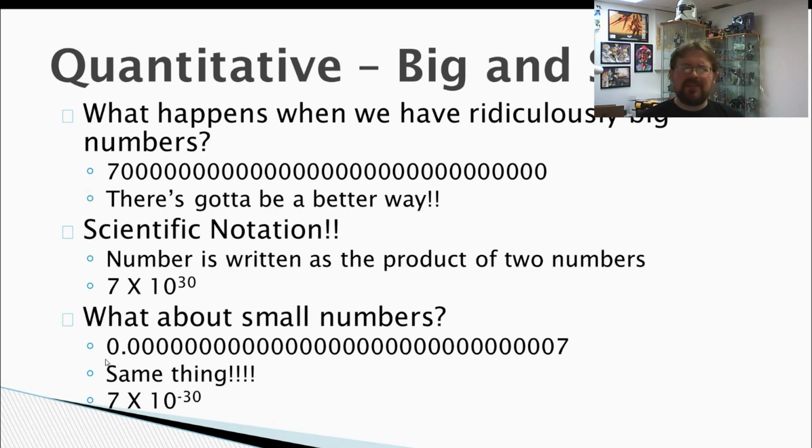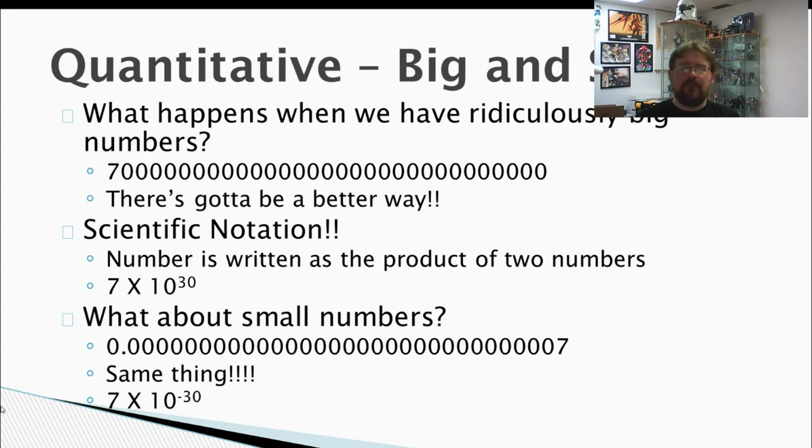Why would we have to write numbers like that in chemistry? Again, atoms. Atoms are really, really small. If we want to talk about their mass, their radius, because we've talked about atomic radius before, when we get those measurements, they're going to be really, really small. And the best way to represent them is in scientific notation.